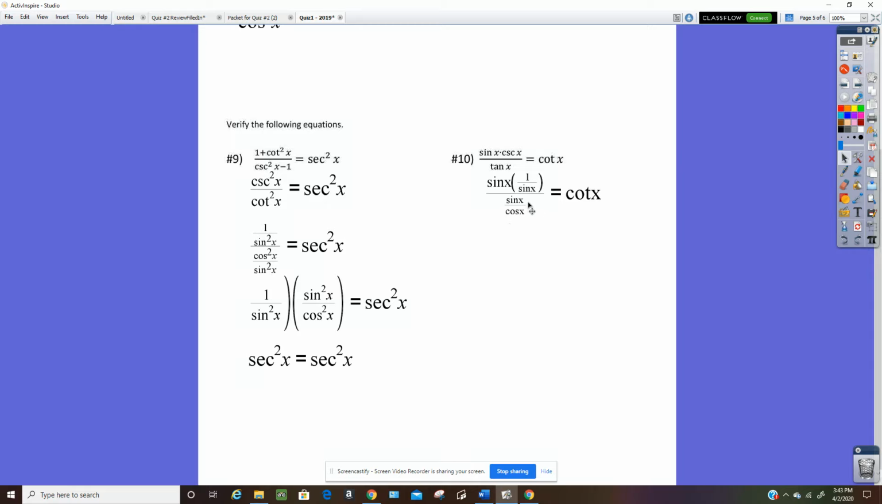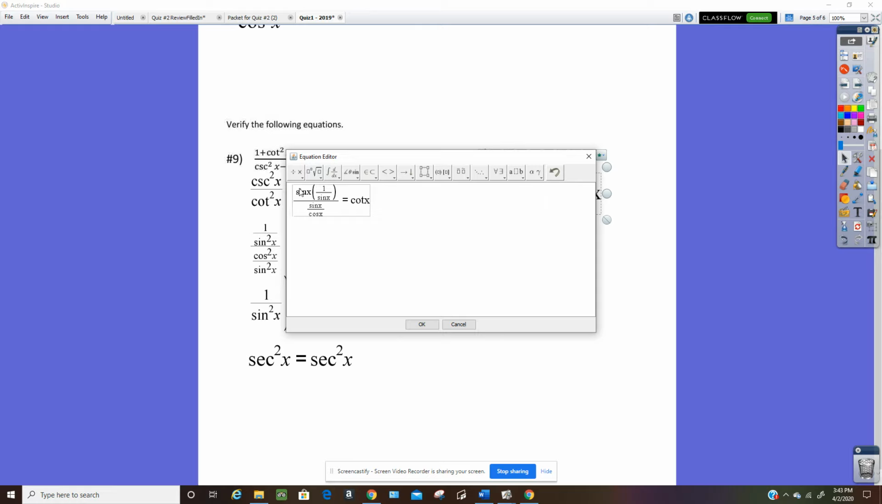All right, back to the last problem. I'm going to carry this cotangent x all the way down in this problem. So when I multiply these two together, I get a 1. So the next step would be 1, and then sine x over cosine x is tangent. And cotangent x.